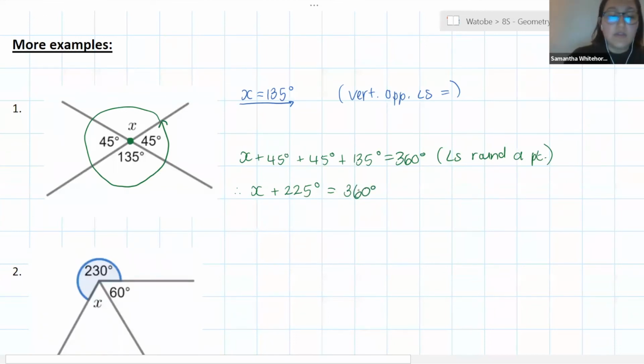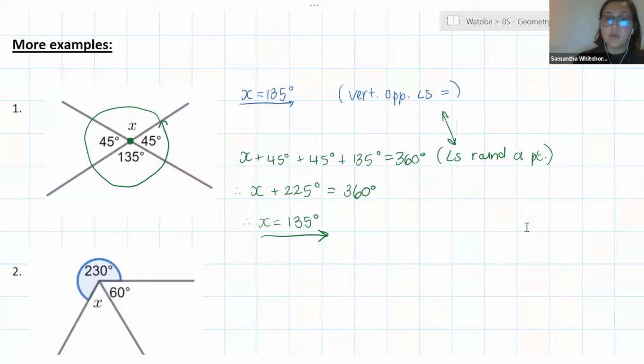So now I need to use my inverse operations, which means I need to take 360 minus 225. And that gives me that answer of 135. So as you can see, exactly the same answer, but two different reasons. Both are perfectly valid. Like I said, as we learn more and more reasons, you will see that there's certain situations where you'll favor one reason over another just because it's a little bit easier, or you see that one first, or whatever the case is. But if you are completely new to geometry, that is how we would do our angles around a point.